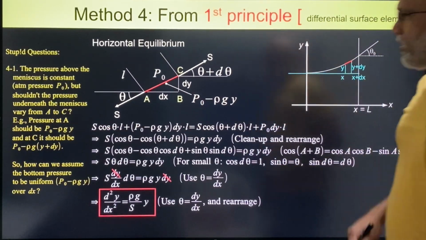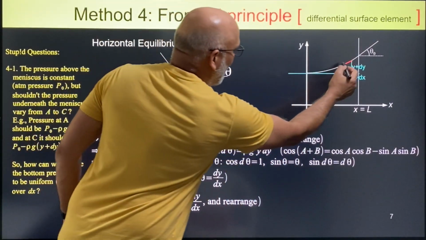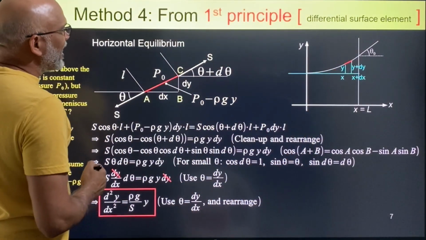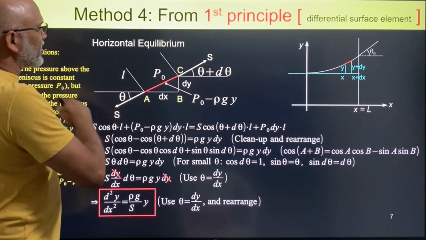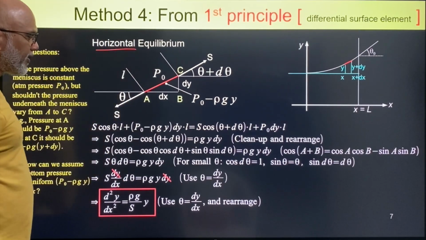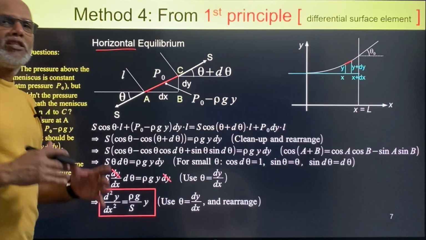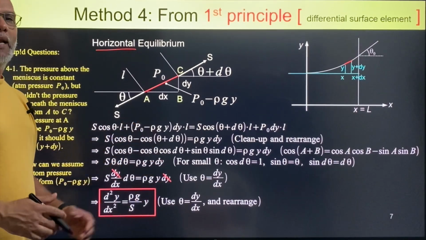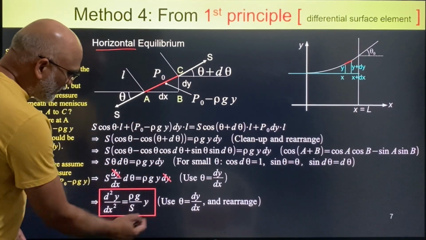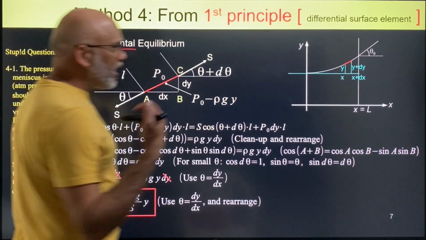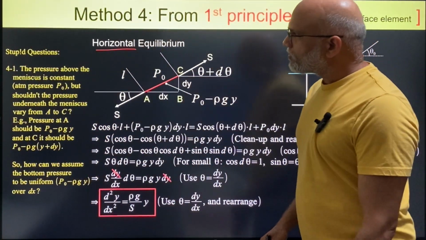All right. The next method is I have the same surface element, but right now instead of the vertical direction, I'm balancing the force in the horizontal direction. I have the steps here. I'll spare you the details. Please go through it and let me know if there are any questions, but we end up with the same result. Let me ask you those questions though.